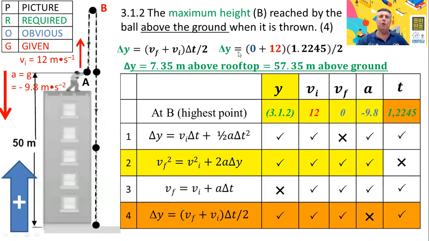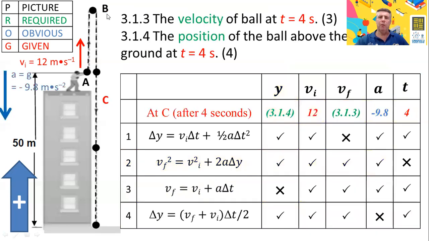So 3.1.1 and 3.1.2 deal with point B at the top of the rise. Now we need to start again for 313 and 314 because they deal with point C, where the ball has already gone over the top and is on its way down. We don't know exactly where point C is, but we know that it happens after 4 seconds. Now 313 asks for the velocity, which will be the final velocity. 314 asks for the position, which is y.